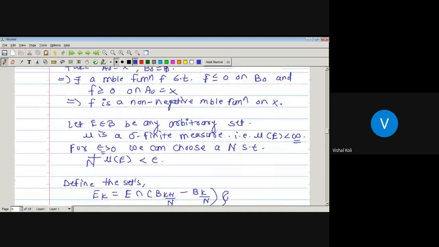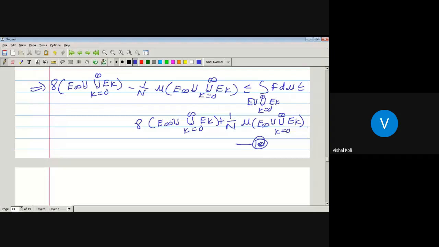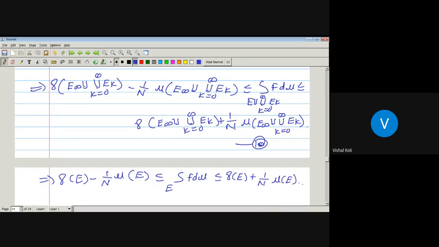Capital E is nothing but the union over k running from 0 to infinity of E_k, plus 1 by n measure of E. The union over k of E_k is nothing but E, so we get gamma of E minus 1 by n measure of E, which is less than or equal to the integration over set E of f d mu, which is less than or equal to gamma of E plus 1 by n measure of E. Okay, so we will get these inequalities.